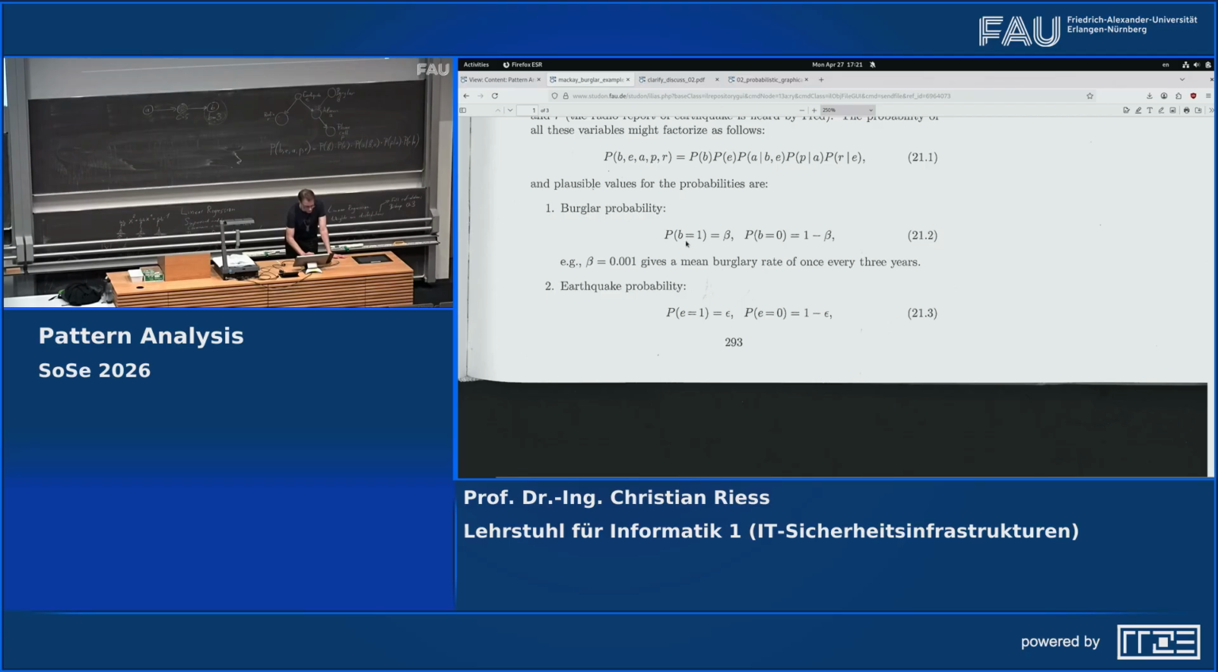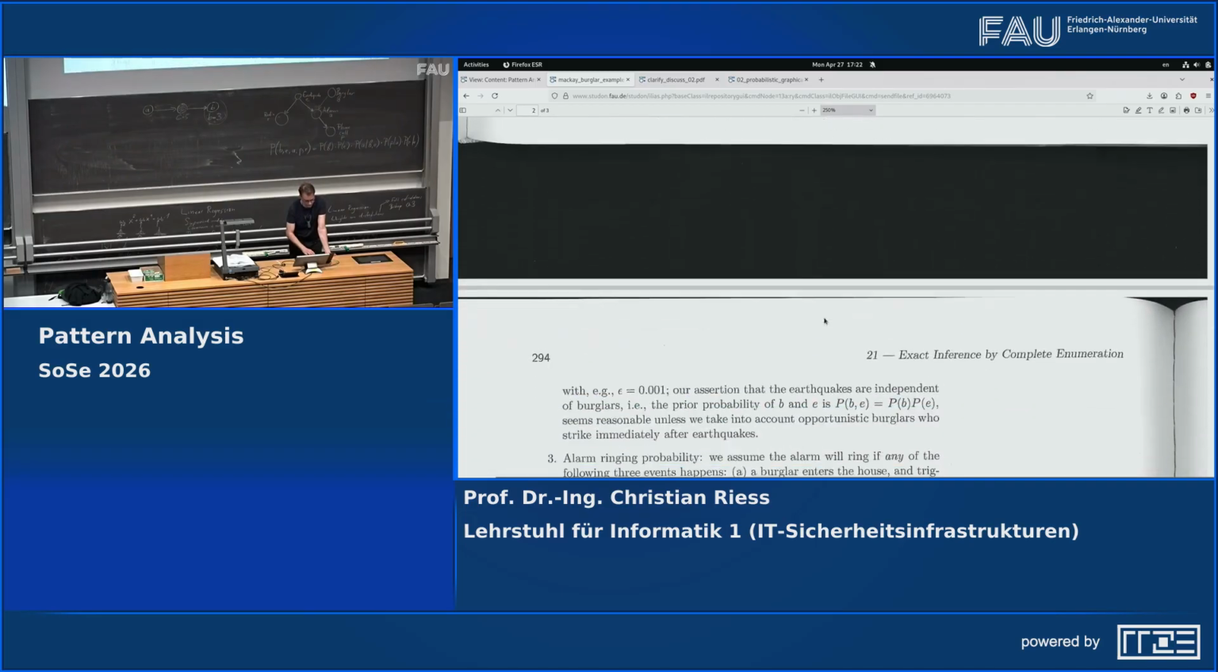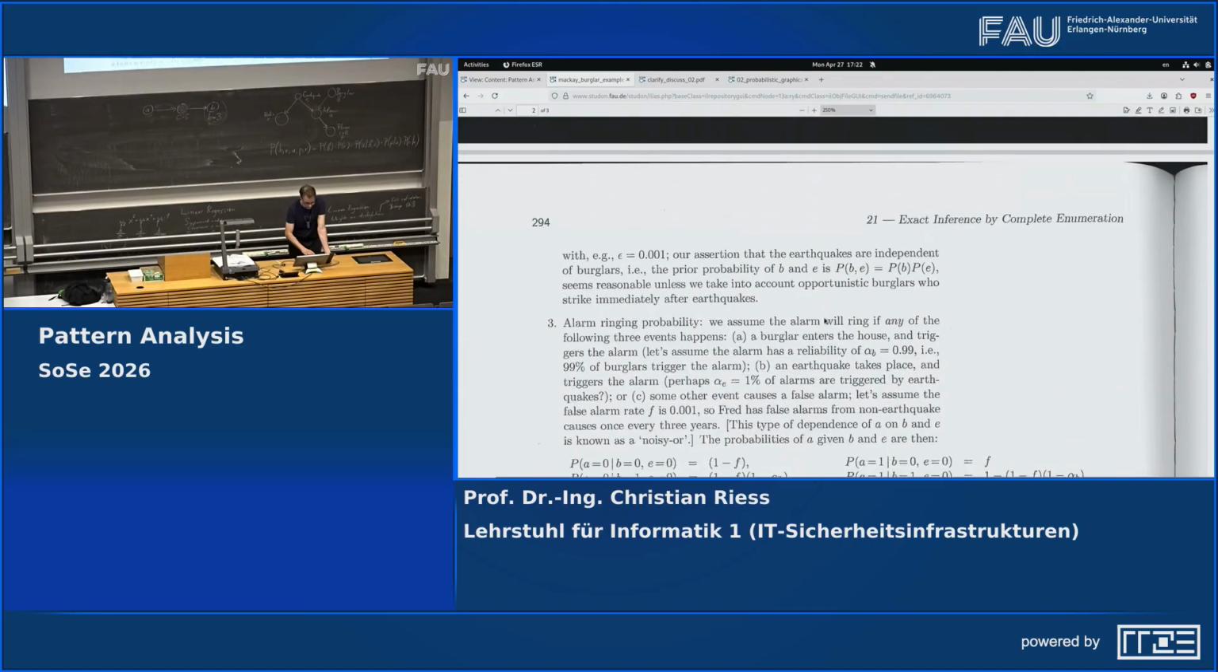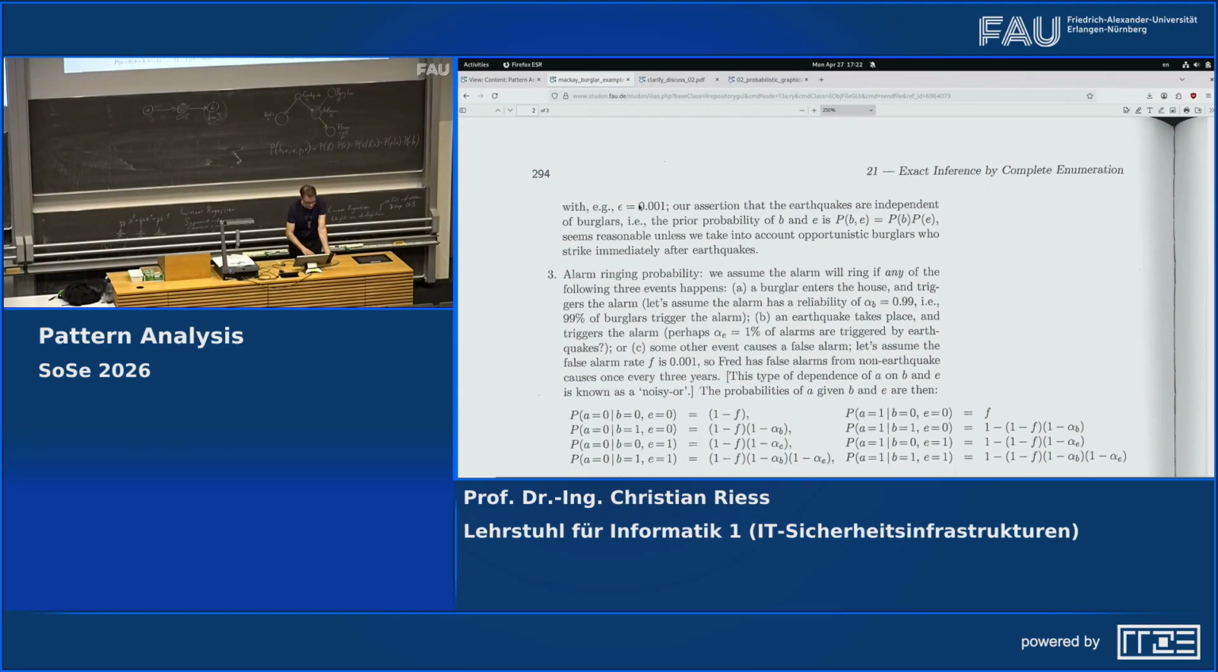So the probability that a burglar was there, in fact, shall be beta. And then there can also be a counter event. There was no burglar. That would be 1 minus beta. For earthquake, the same thing. Probability for earthquake shall be epsilon. No earthquake shall be 1 minus epsilon. And this epsilon, let's say, is just 1 divided by 1,000.